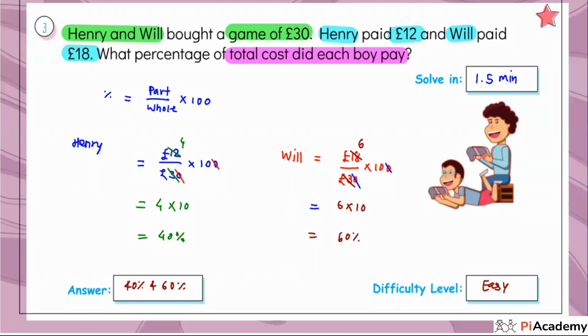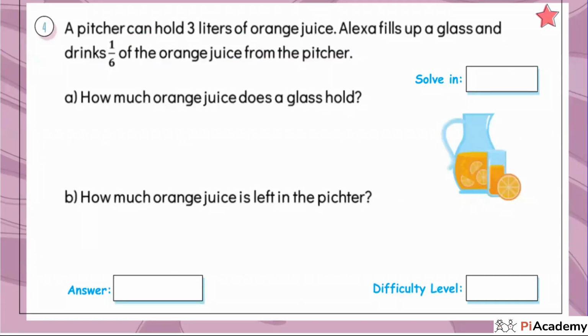Fantastic. Let's move on to question number 4. See, it's a word problem, so we have many questions for the day. Okay, and at the same time I'm clearing your concepts as well. So let's do this question. There are 2 sections, okay, part A and part B. So I'm reading this question.